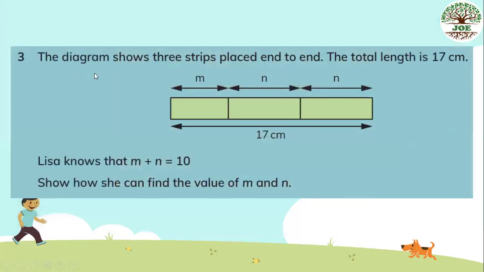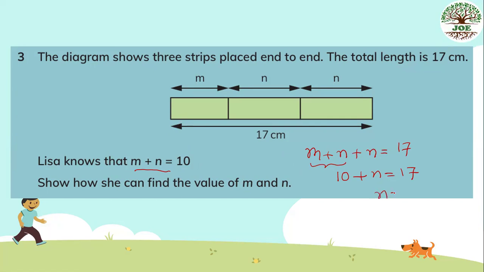Number 3. The diagram shows 3 strips placed end to end. The total length is 17 centimeters. Here, M and N. Lisa knows that M plus N is 10. So show how she can find the value of M and N. M plus M plus N is 17. And Lisa knows that M plus N is 10. So here is 10 and plus N is 17. So N plus 10 is 17.